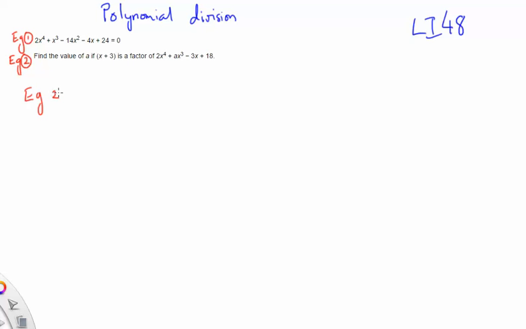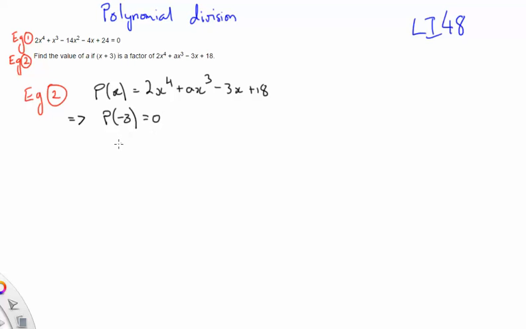Example 2. Find the value of a if x plus 3 is a factor of this. So let's define our polynomial as p of x, give it a name, and now we're looking for a value to put in here that's going to make it equal 0. Well, this is a factor. Remember, if this is a factor, then that implies that p of negative 3 must equal 0. This is the fact we're going to use.